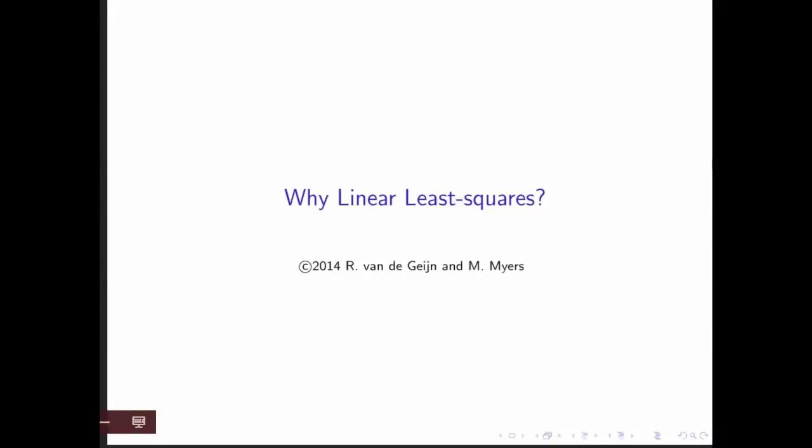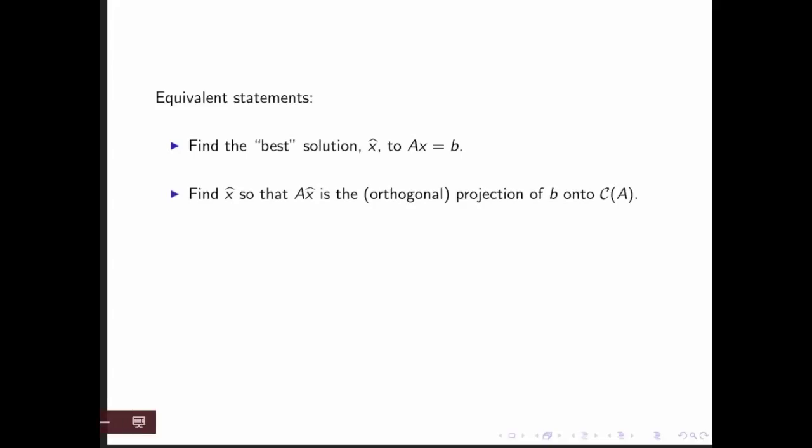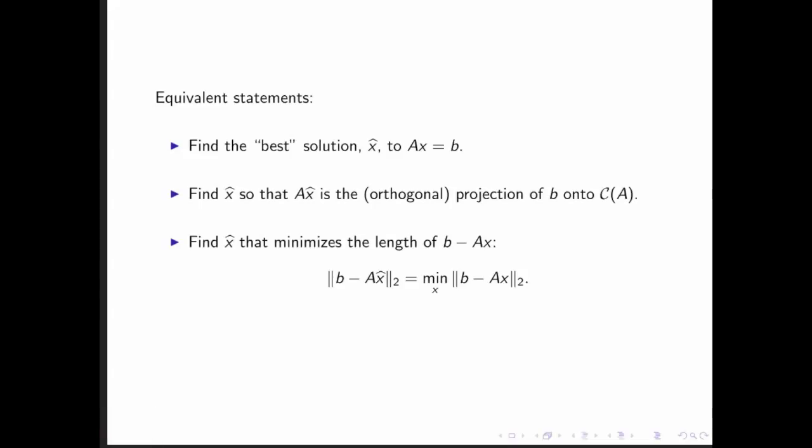So we end by discussing why this is all called linear least squares. Some equivalent statements. We want to find the best solution x hat that approximately solves Ax equals b. We've seen that this is the same as finding x hat such that A times x hat is the orthogonal projection of b onto the column space of A. Now it turns out that that's also the same as minimizing the length of b minus Ax.